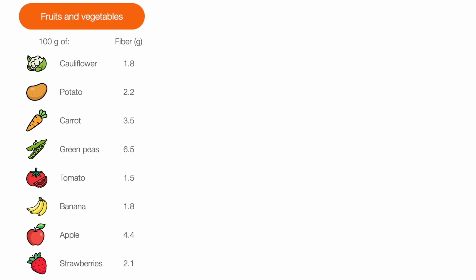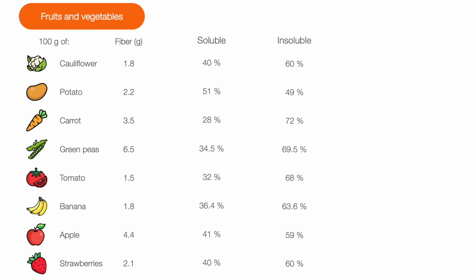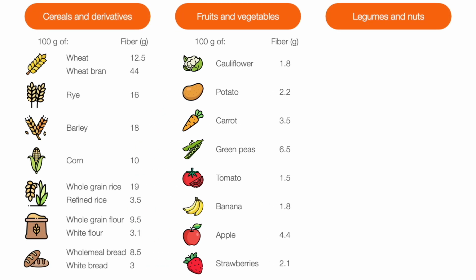As with cereals, fruits and vegetables contain in general more insoluble fiber than soluble, although the difference between these two types of fiber is minor. In carrots, peas, or tomatoes, about 70% of the fiber is insoluble. In other vegetables such as cauliflower, bananas, apples, or strawberries, it is 60%, while in potatoes, insoluble fiber is only 49% of all fiber.